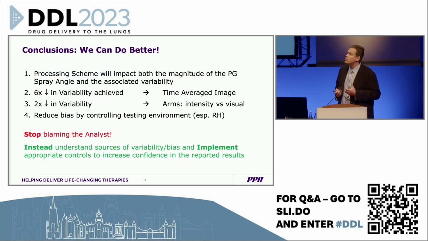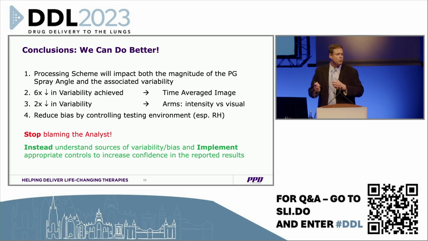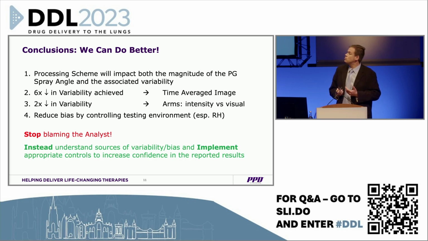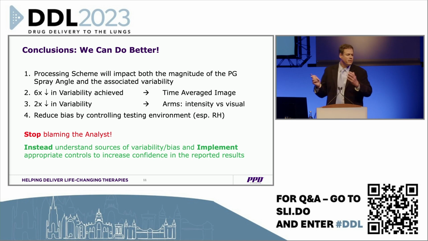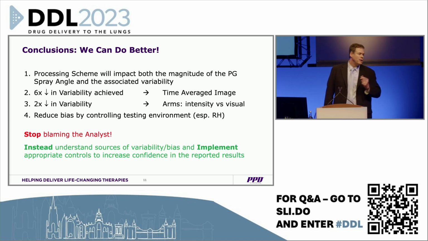So wrapping all of this up on plume geometry, I think I've shown you today that we can certainly do better. The processing scheme will impact both the magnitude of the spray angle as well as the associated variability. We saw a 6x reduction in variability associated with using a time-averaged approach versus that single snapshot image. We saw a further reduction in variability if the analyst used a 30% intensity-based approach versus freely placing those arms. Finally, I've shown that by controlling the environment, you can reduce the source of environmental bias associated with this measurement. And concluding, stop blaming the analyst. The variability that's seen here is really probably associated more with processing scheme than anything else. So, understand your sources of variability and bias, implement appropriate controls, and that's going to increase the value of your data.